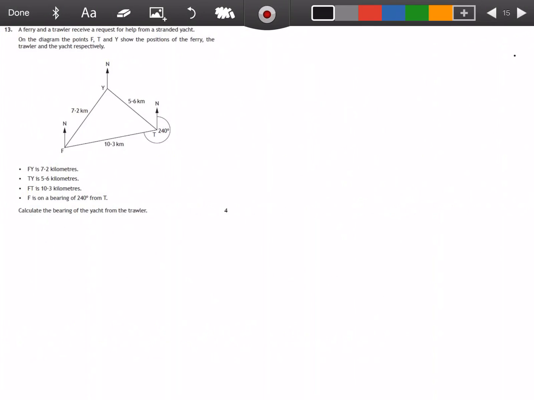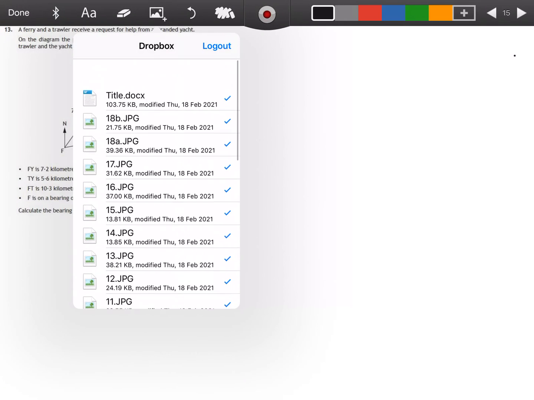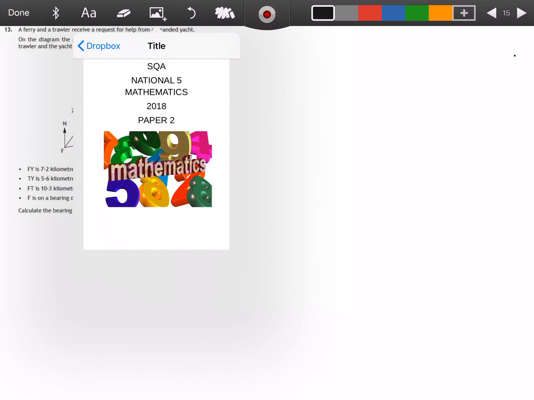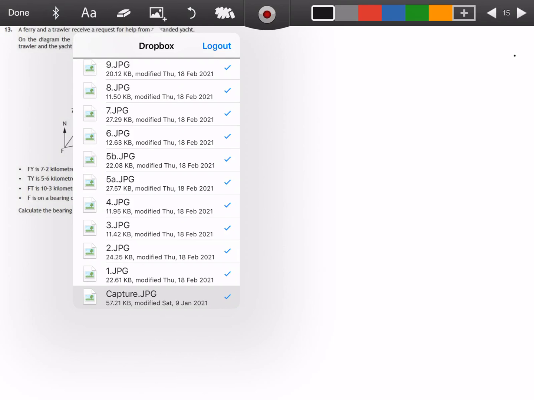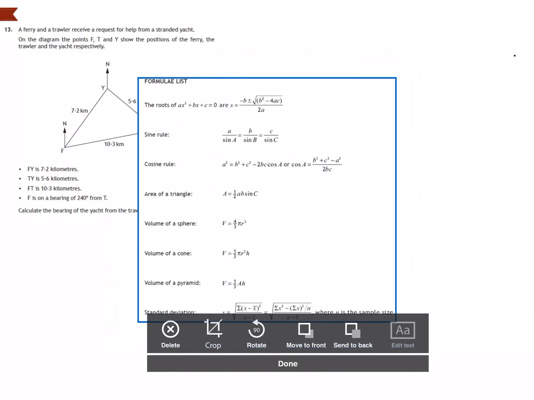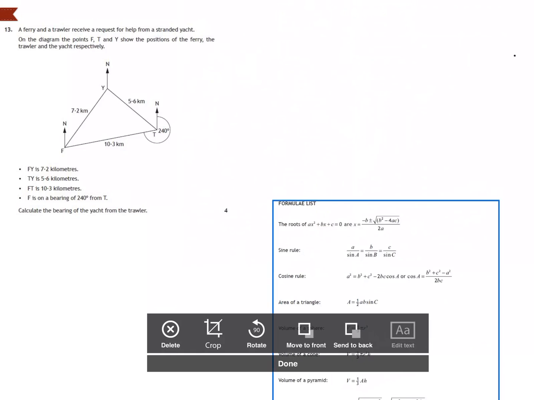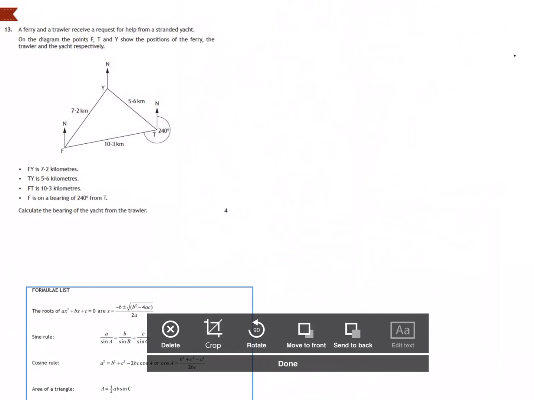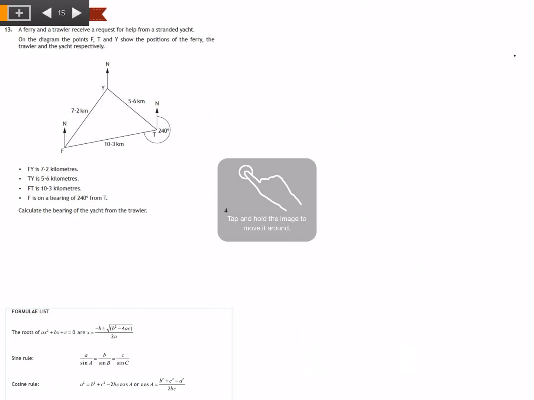Number 13. Right, angles, sides, looks like Pythagoras. It looks like a trig question, a sine or a cosine rule question. Let me see, this should hopefully be the sine. Yep, here we go. I will put it up here. Or maybe I'll put it at the bottom. Yeah, that's maybe better. There you go.